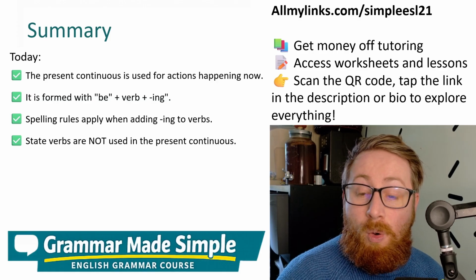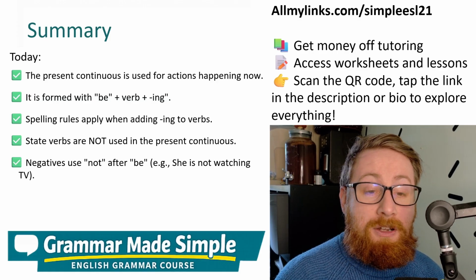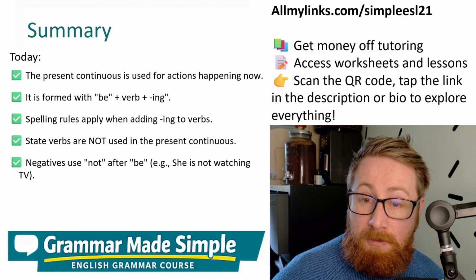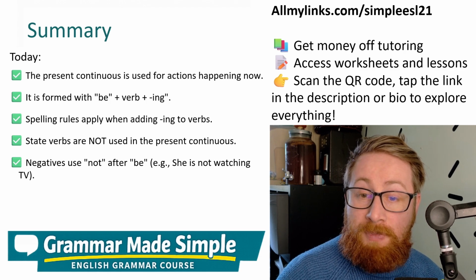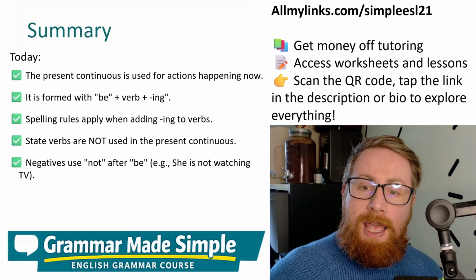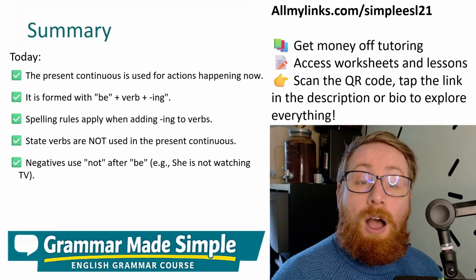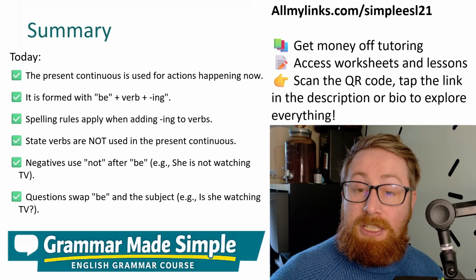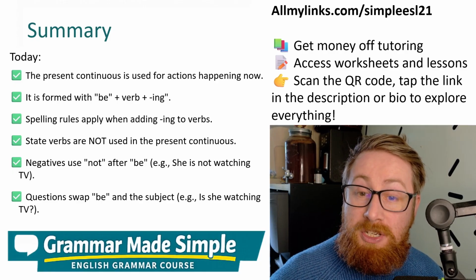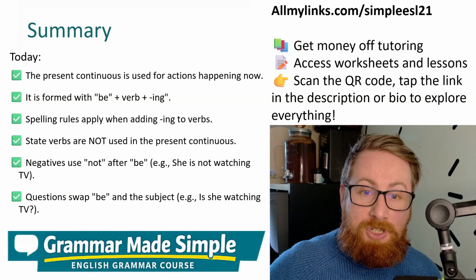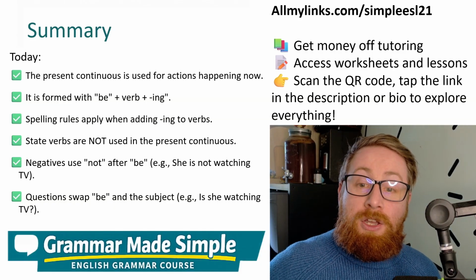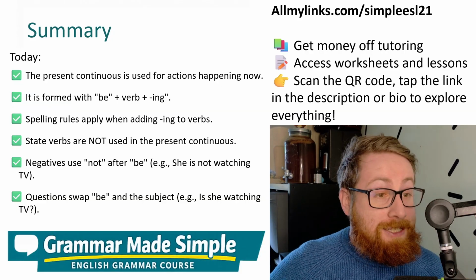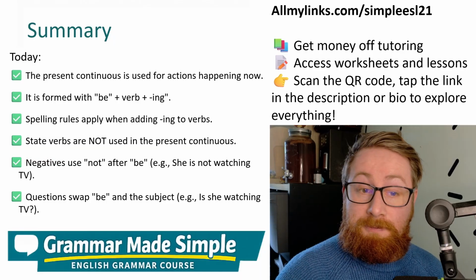Okay. And we also touched on negatives using not and be. So she is not watching TV. They are not studying right now. And remember the contractions: is not, isn't. Are not, aren't. And questions that swap be with the subject. To make questions, we can swap the subject and am, is, or are. She is watching TV. Is she watching TV? They are studying. Are they studying?